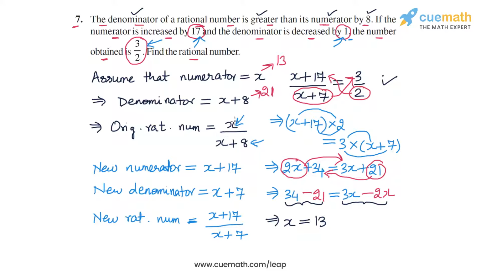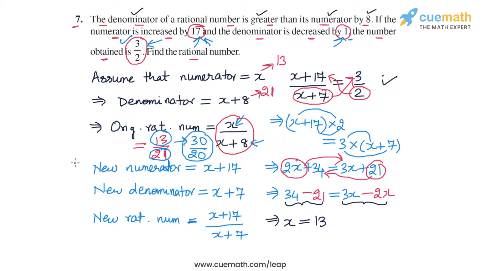So the original numerator x is 13 and the original denominator x plus 8 is 21, and this means that the original rational number x by x plus 8 is actually equal to 13 by 21. And we can see that this answer is correct. If we increase 13 by this number 17, this will become 30, and if we decrease 21, the denominator, by 1, this will become 20. So we will get 30 by 20, which is actually equal to 3 by 2 in the lowest form.